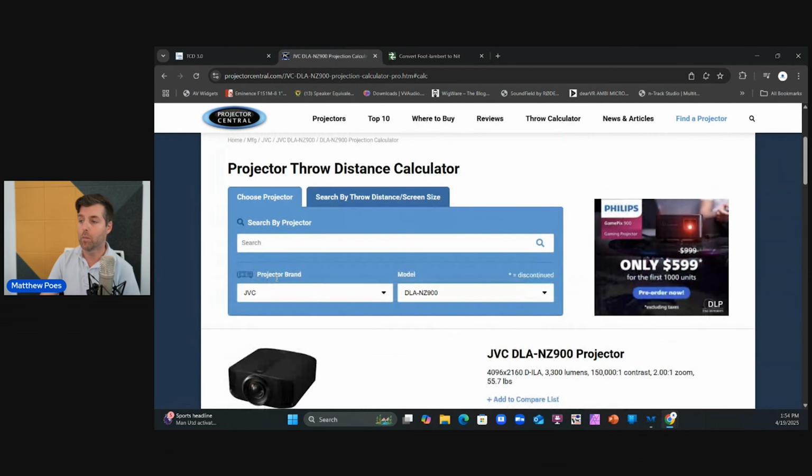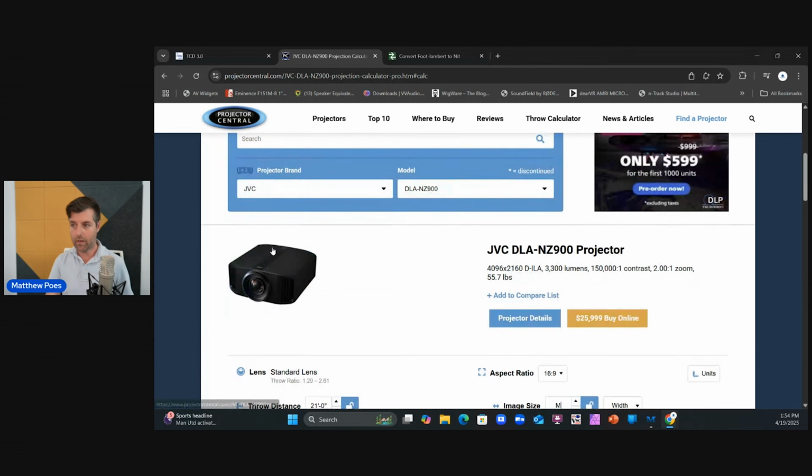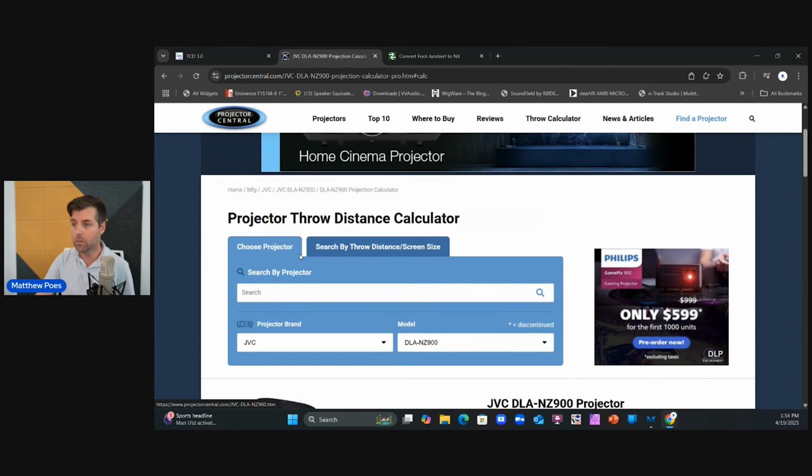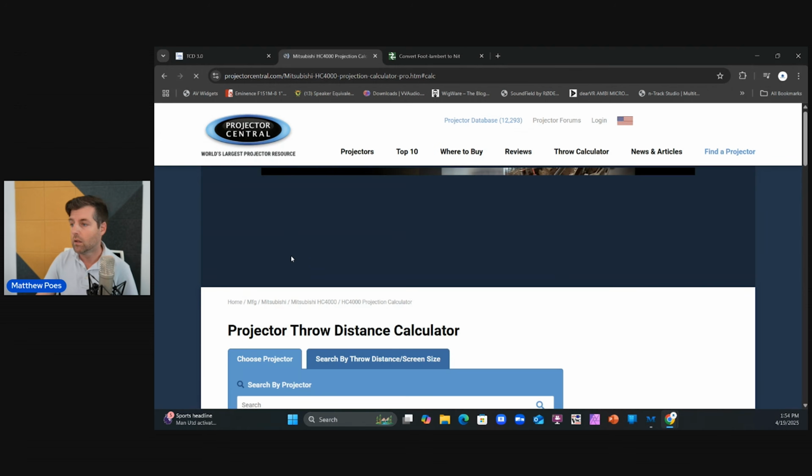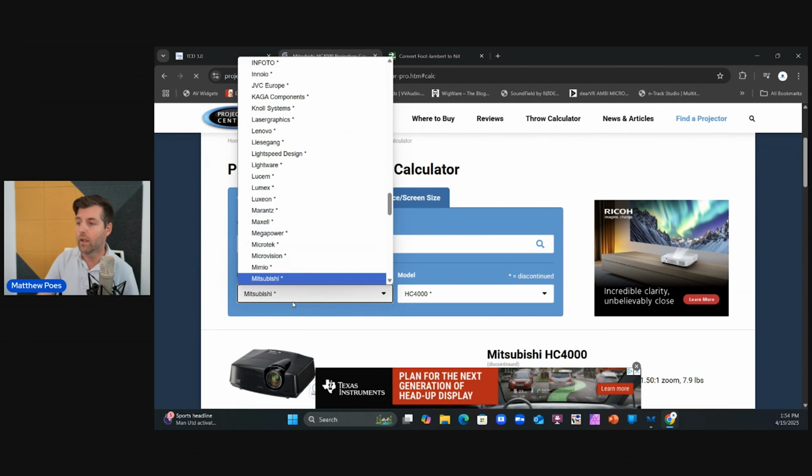So we now need to look at a different projector. What can we look at? Let's look at the Christie Eclipse 4K. No, I didn't do that right. All right, let's go ahead and just find it. It's easier.